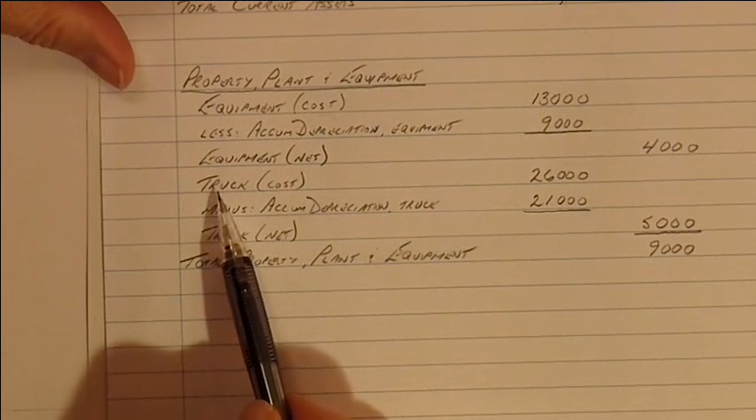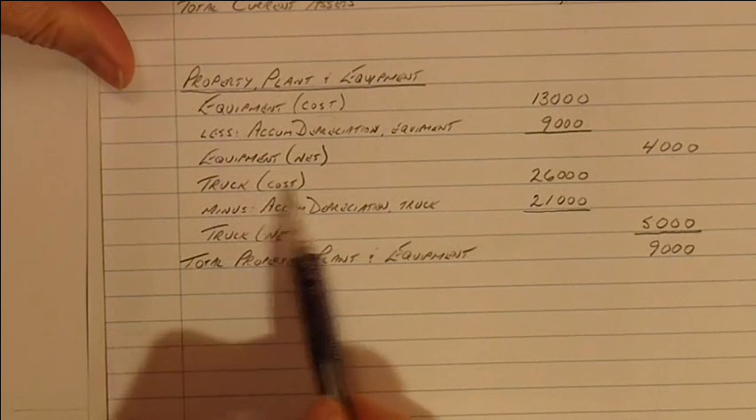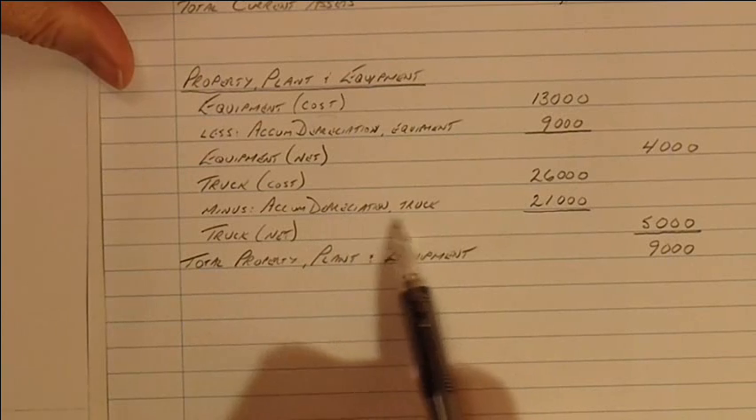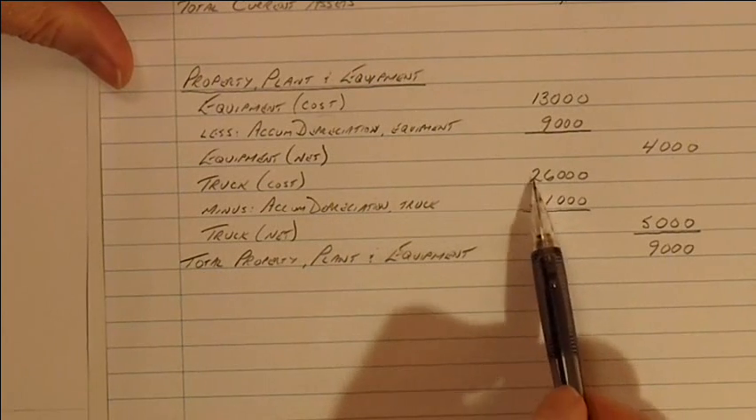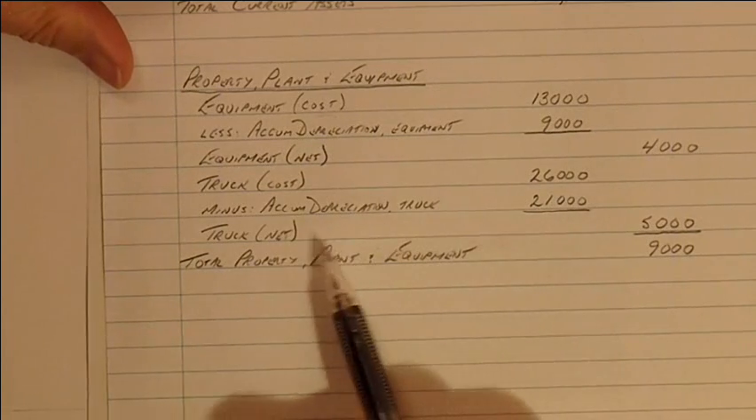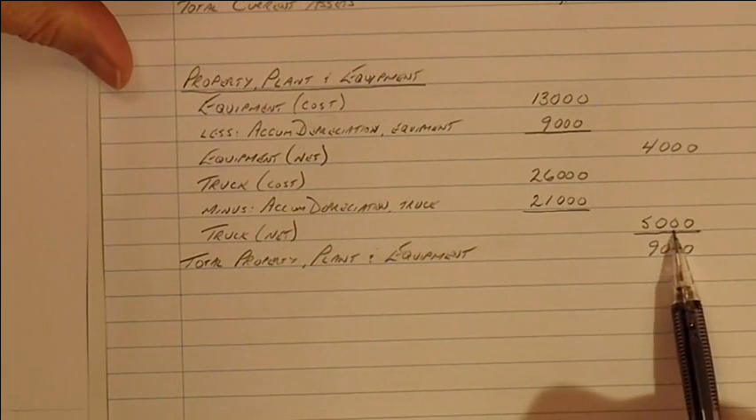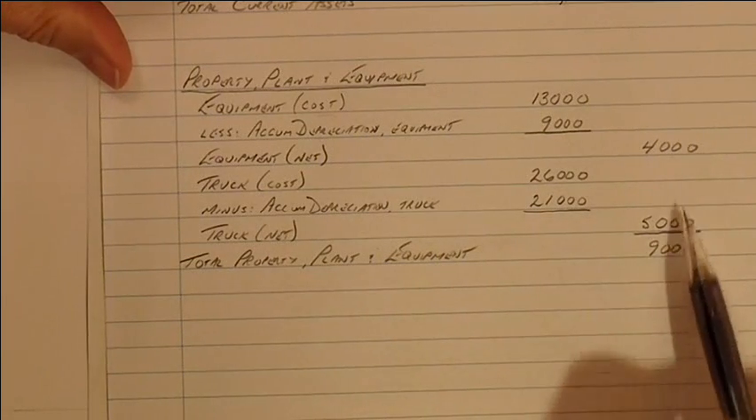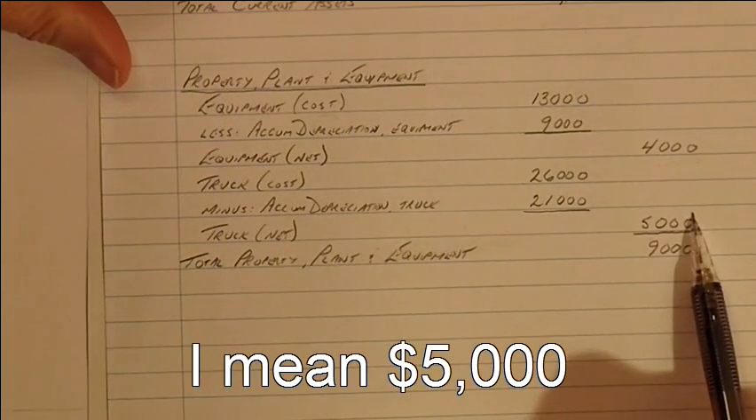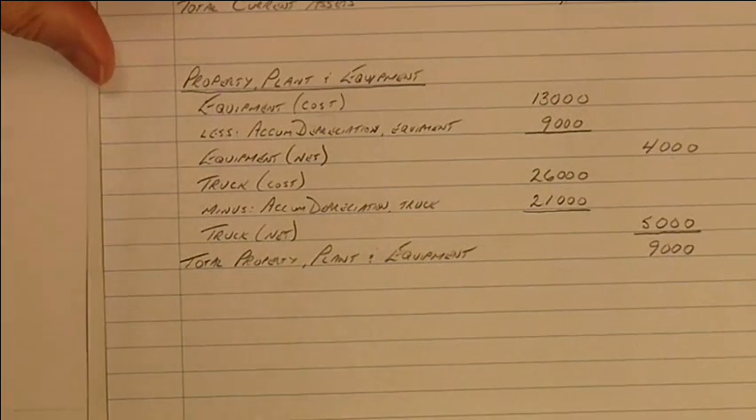The next property, plant, and equipment asset was the truck. And when we look at the list, that truck cost us $26,000. We've already accumulated depreciation of $21,000. That is, we've spread $21,000 of that $26,000 cost over our previous accounting periods. So the amount of the cost that's left to spread for the truck is $5,000. And now you can see why I've written it out here, so I can clearly see the $4,000 that is the equipment, the $5,000 that is the truck, and so the total property, plant, and equipment is $9,000.